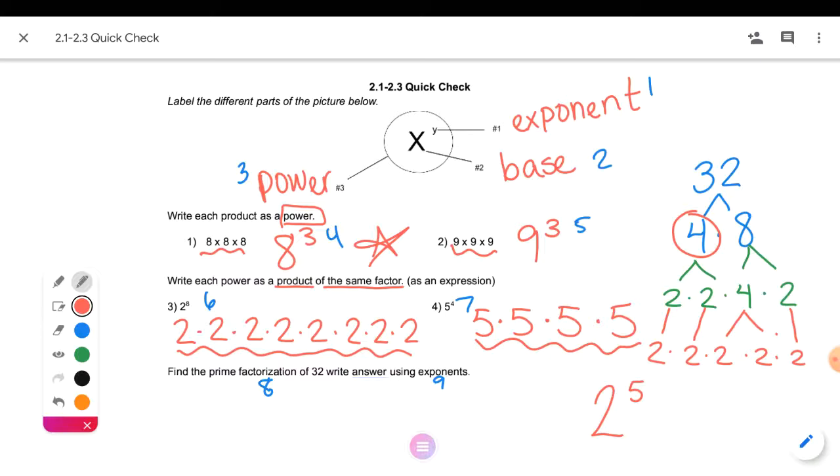Kendall? Write the product as the same power. As a product of the same factor. So remember, the factors are the pieces in the math problem. Or it could say write it as an expression.